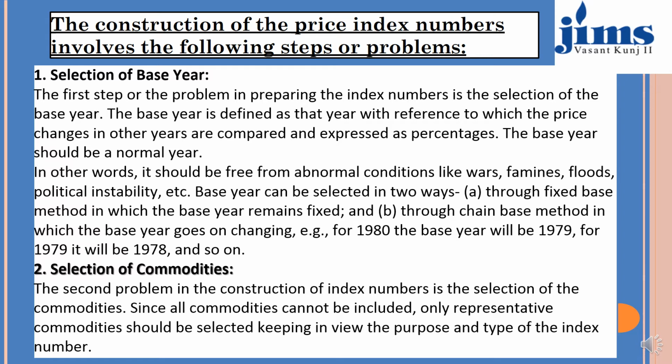Next is the selection of the commodity. What are the commodities you have to take in? Say food items. What are the food items we have to take for finding the index number? That is a very precise and important decision.